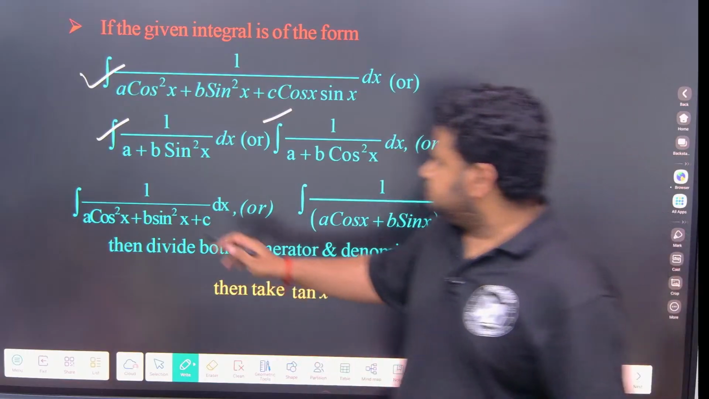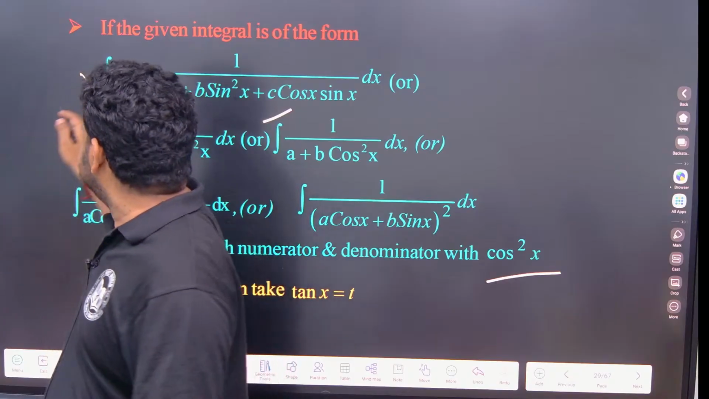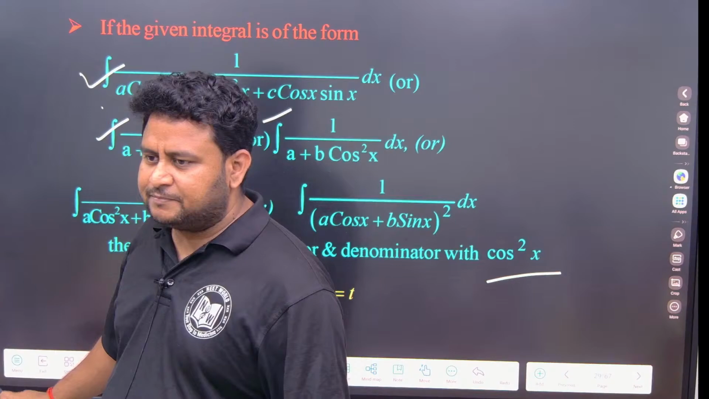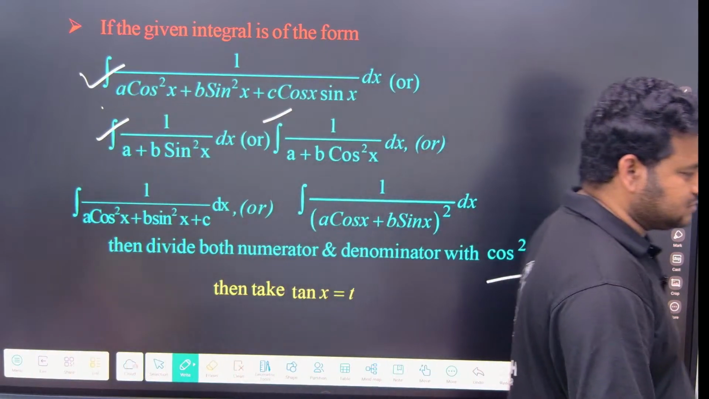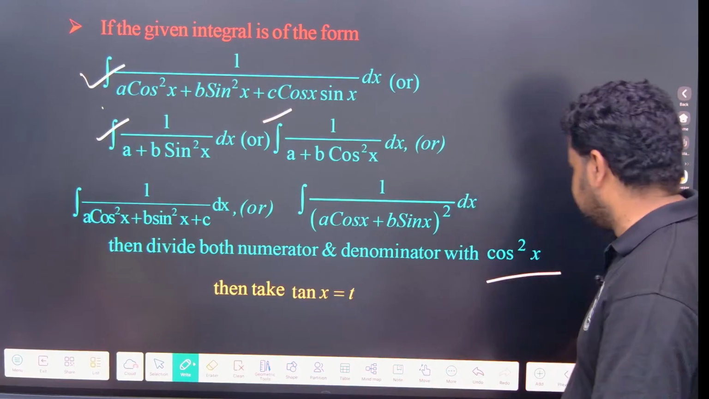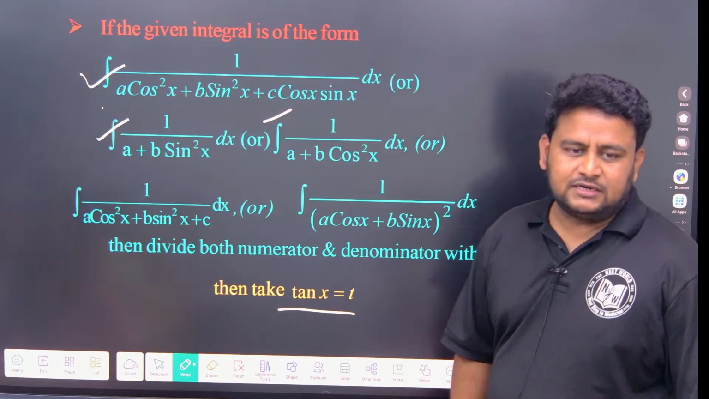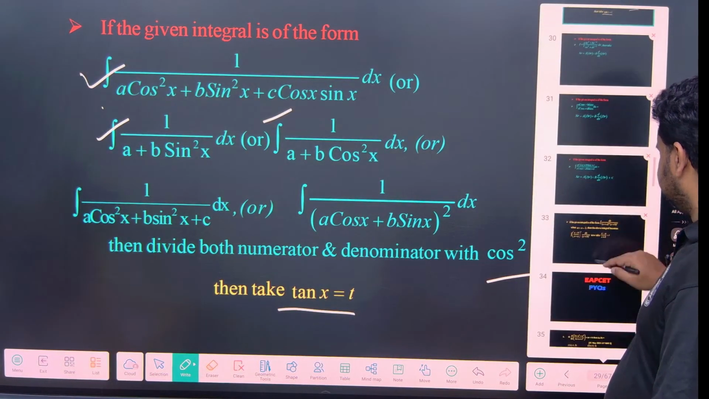Maximum they will ask the previous two cases only, but sometimes they will ask this also. So you have to divide numerator and denominator by cos square x, and then take tan x is equal to t. We will do some questions based on this. Let me look for the question.